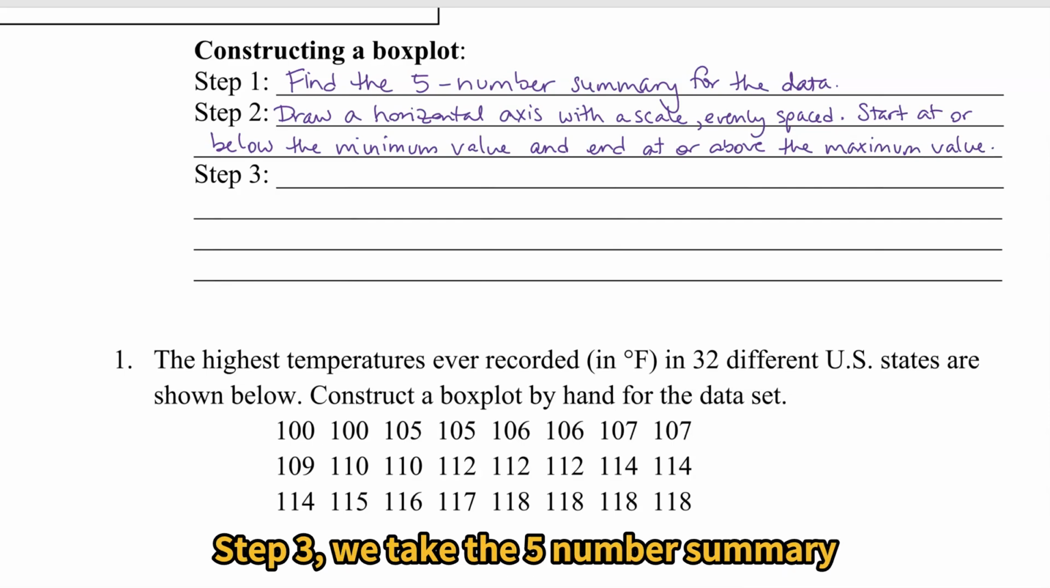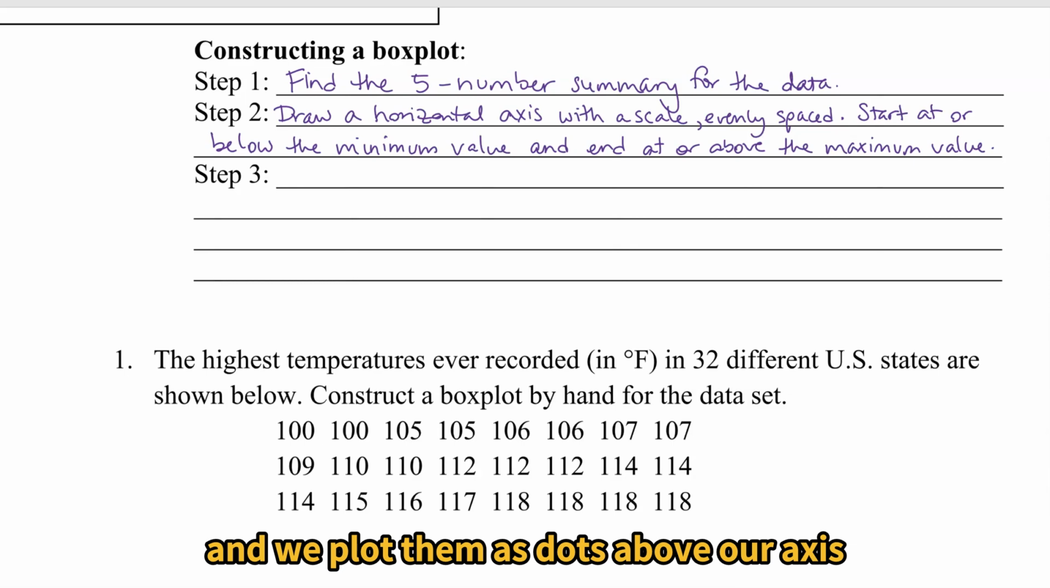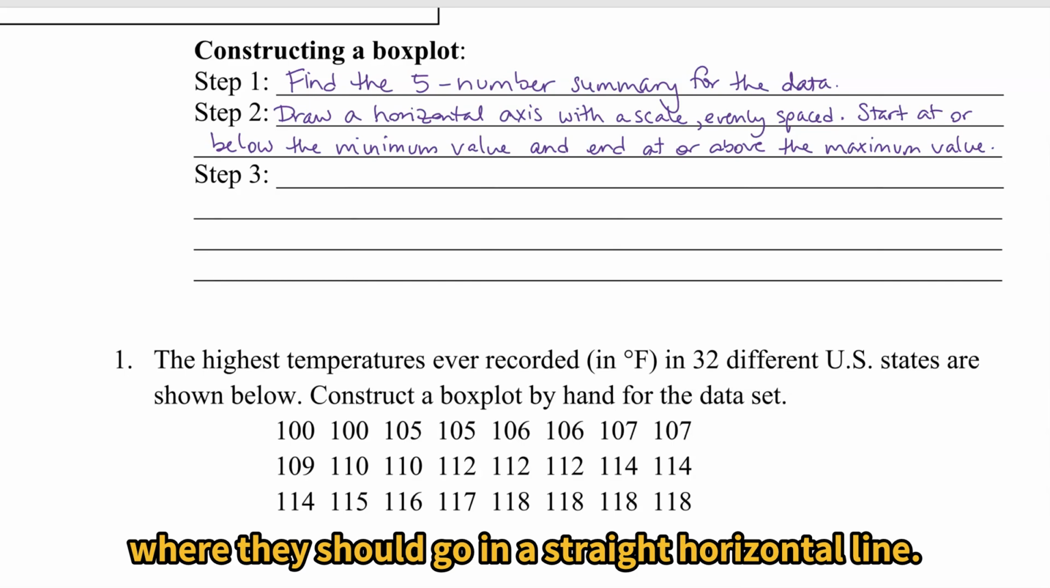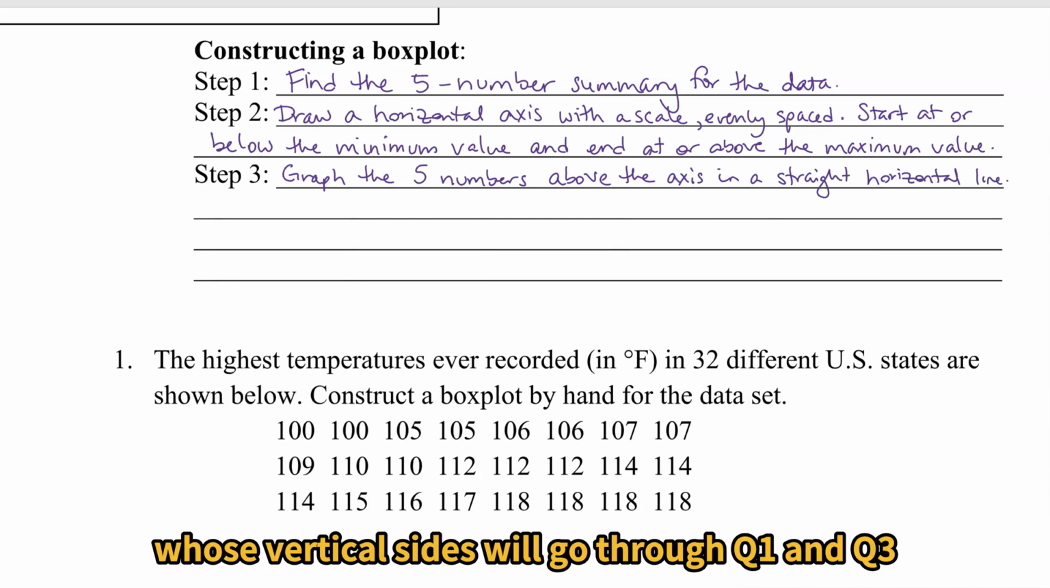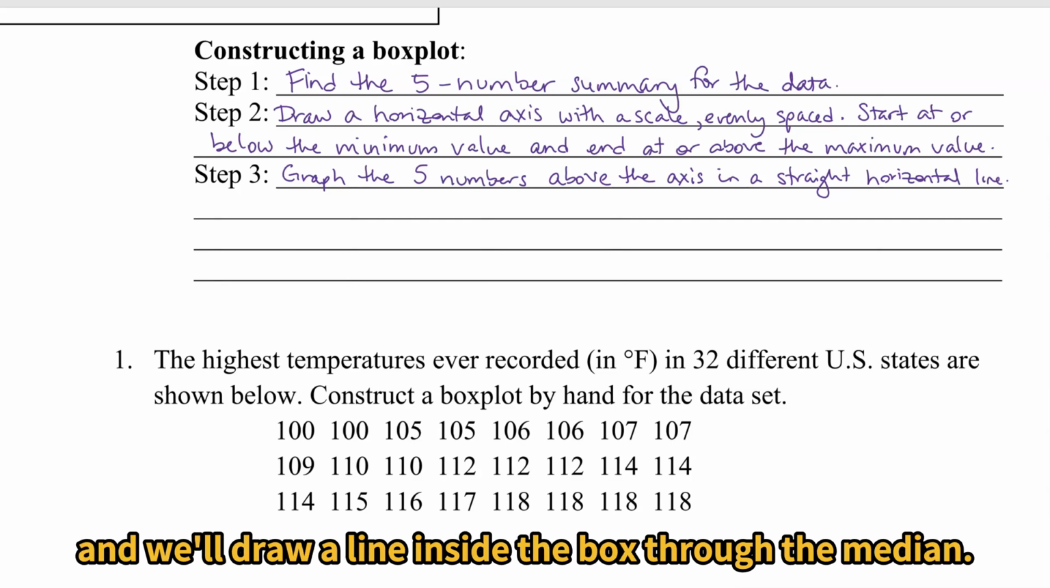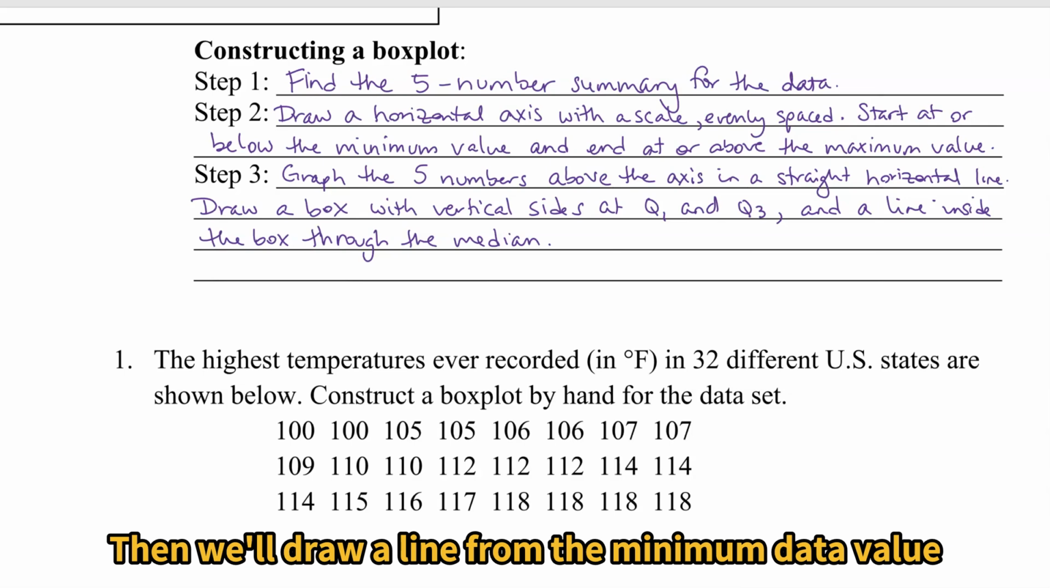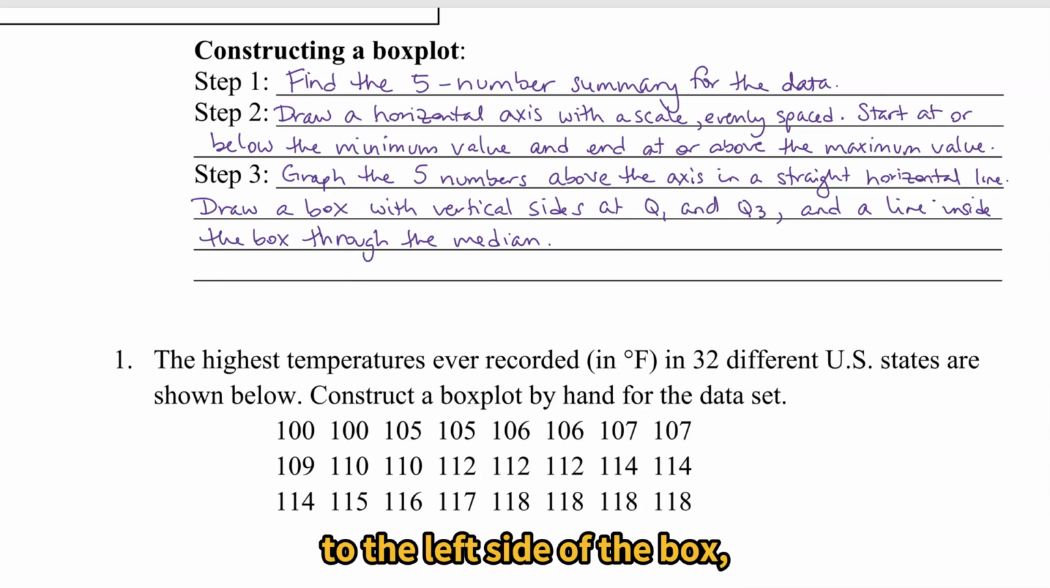Step 3, we take the 5-number summary and plot them as dots above our axis, in a straight horizontal line. Then we'll draw a box whose vertical sides will go through Q1 and Q3, and we'll draw a line inside the box through the median. Then we'll draw a line from the minimum data value to the left side of the box and from the maximum data value to the right side of the box.